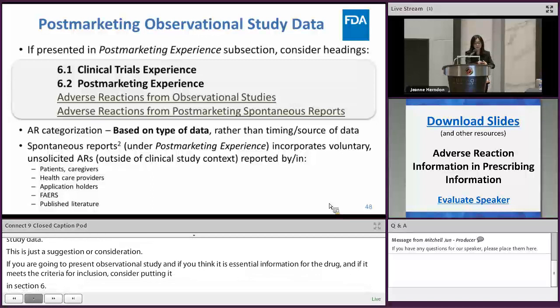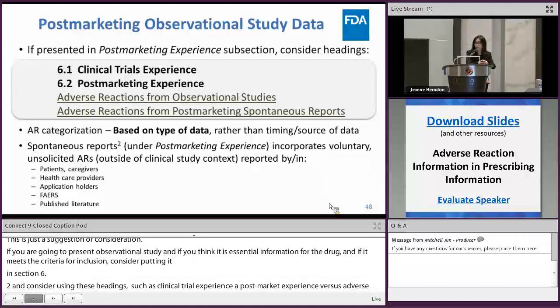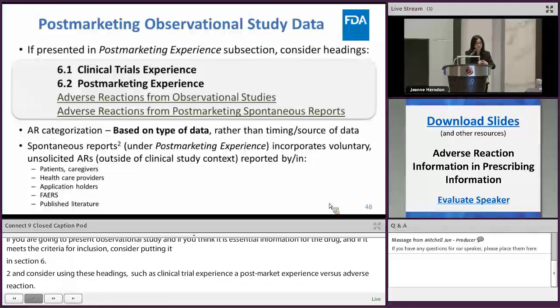And again, this differentiation into the different buckets, categories, headings and subsections is based on the type or the quality of data that we're getting at, rather than the timing or the source. And just as another note, post-marketing spontaneous reports, regardless of whether they're coming from your company database, reported directly to FDA, or from the published literature, are considered to meet the requirement to report domestic and foreign spontaneous case reports under the post-marketing experience category.